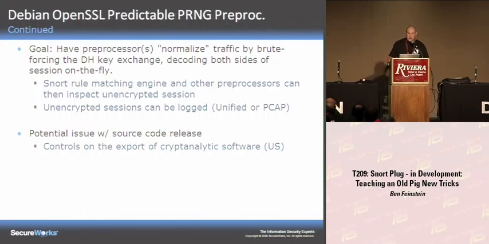So, like I said, the goal in the near future is to have this actually decode both sides of the session. Right now, I calculate the Diffie-Hellman shared secret. I squirrel away some other data about the session into the session object or session storage, and then I generate alerts saying the client's vulnerable, the server's vulnerable. The cool thing about normalizing it is then all the other Snort preprocessors and rules could inspect the unencrypted content, and unencrypted sessions could be logged out to PCAP or unified.